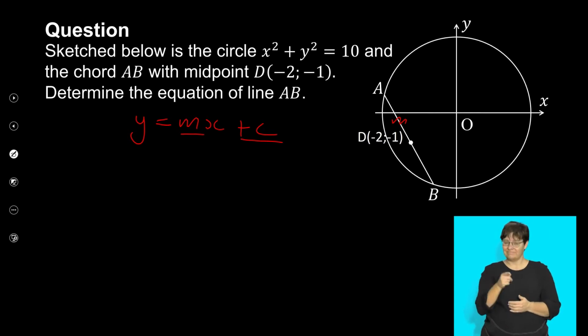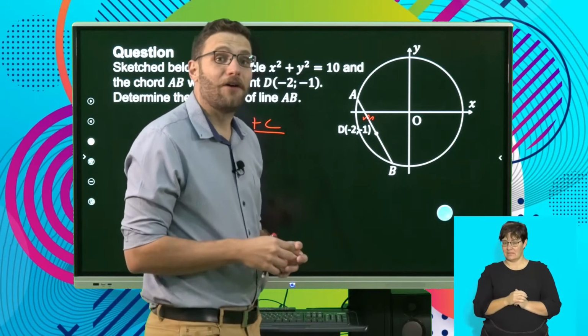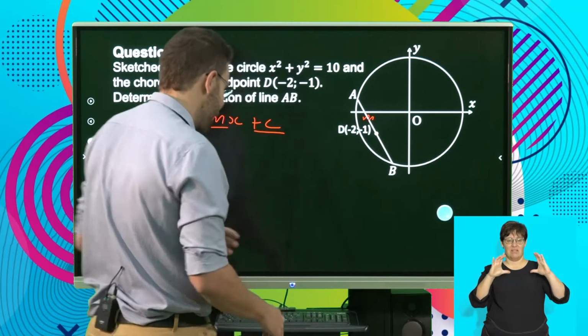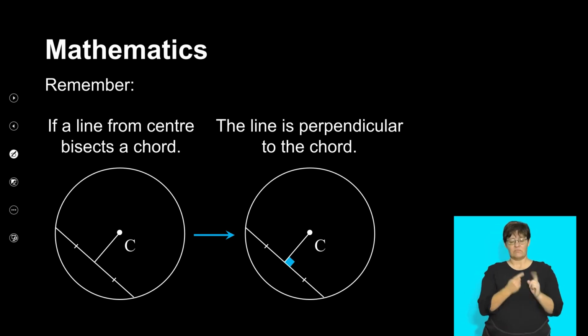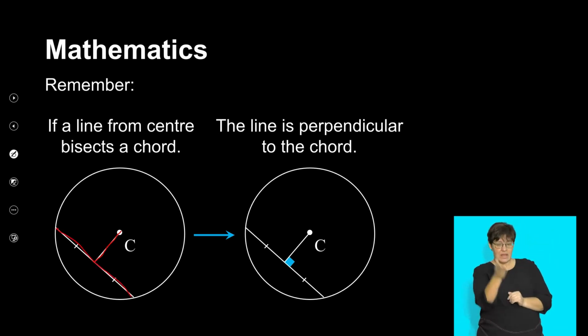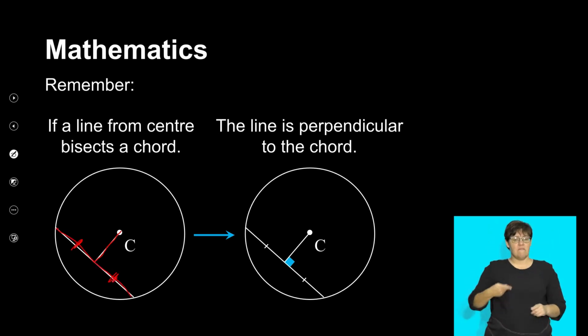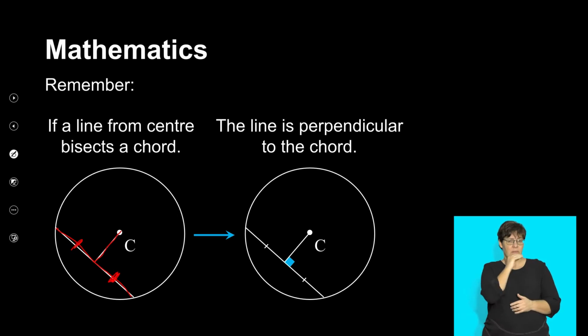This is where we're going to have to remember our circle geometry, and specifically this theorem. This theorem says that if we have a circle on the left here, and there's a line from the center of the circle, and there's a chord, and the line from the center of the circle cuts that chord in half, what that means is that the line from the center is perpendicular to the chord.